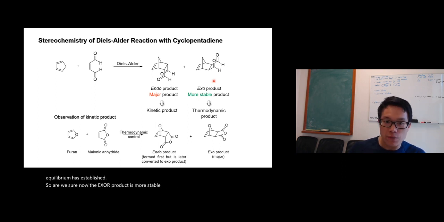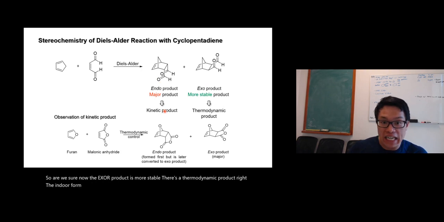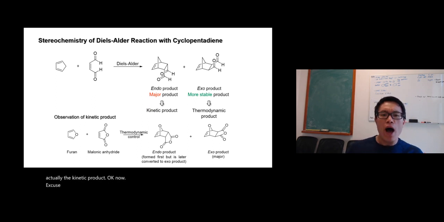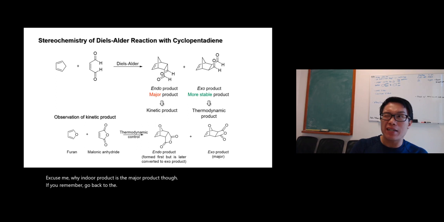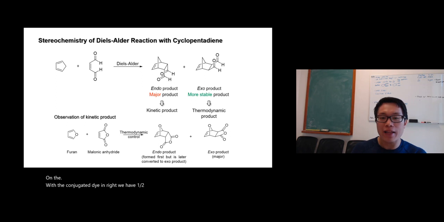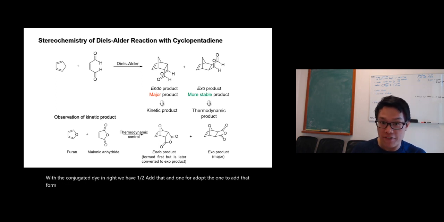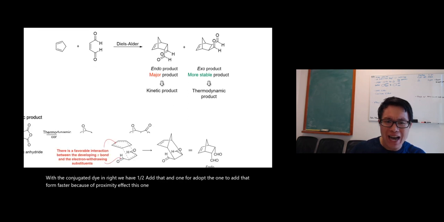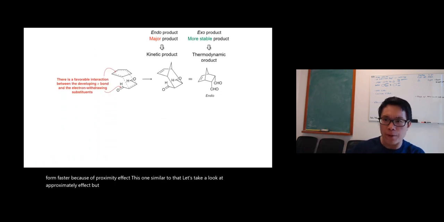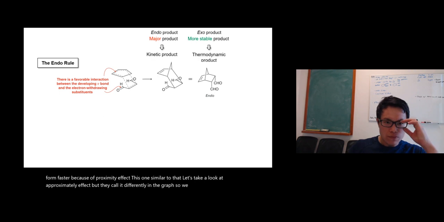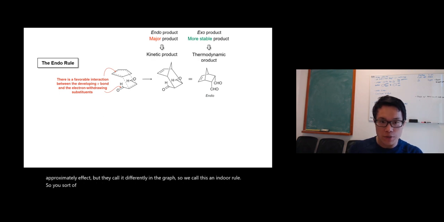That's a thermodynamic product. The endo formed first and got converted later to the exo product, so endo is actually the kinetic product. Now, why is the endo product the major product? If you remember, go back to the conjugated diene. We have the 1,2 adduct and the 1,4 adduct. The 1,2 adduct forms faster because of the proximity effect. This one's similar to that, but they call it differently. We call this the endo rule. So the Diels-Alder reaction produces the endo product, which we call the endo rule.